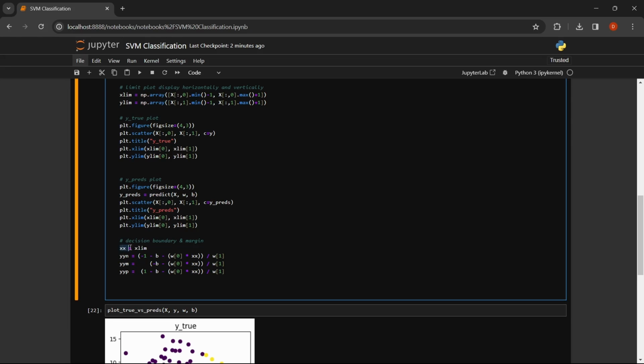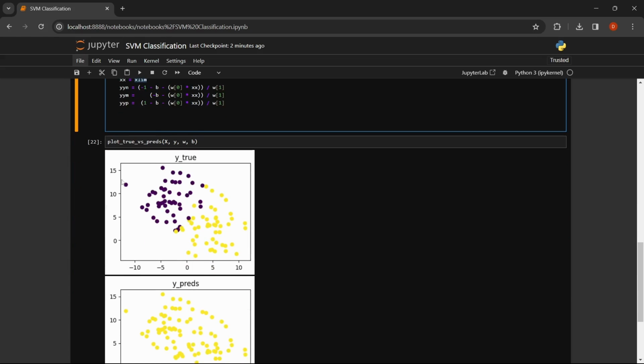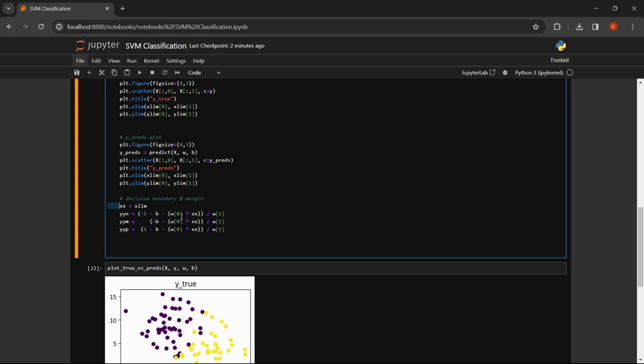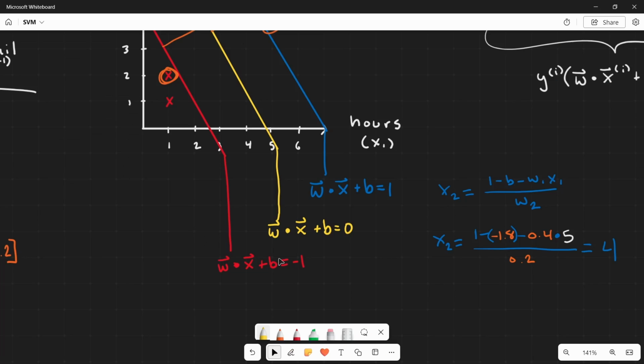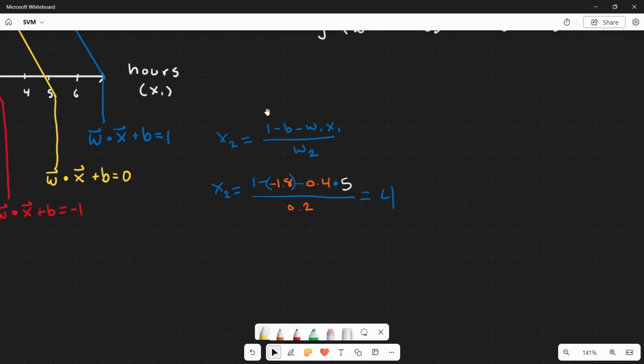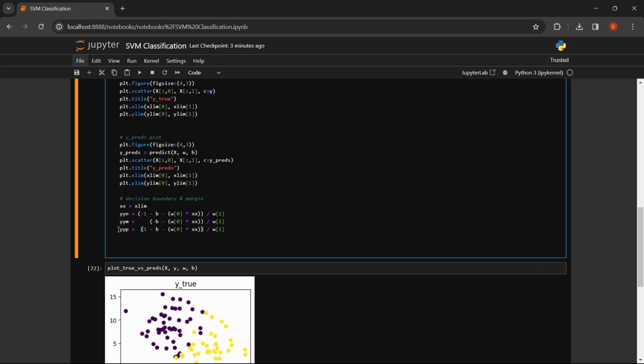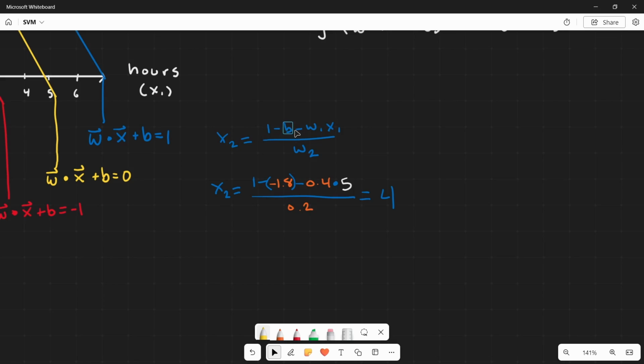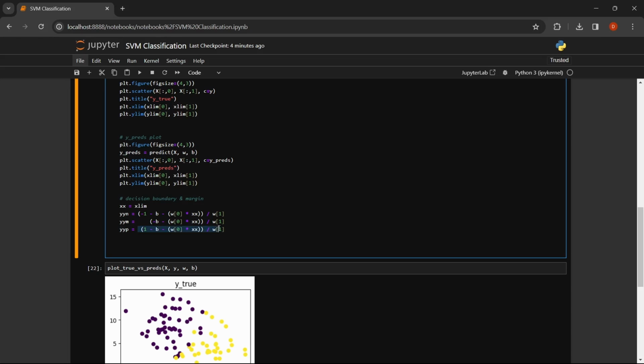Alright, so here we have these x values and y values. The x values are just going to be the lower and upper x limit, so that would be this lower x limit here and this upper x limit right here. And then we're plugging those x values into these three lines. And those three lines are going to correspond to these functions right here. More specifically, this blue equation right here, where we plugged in an x value and figured out what the y value was, is going to correspond to this bottom equation with yyp. Notice we have 1 minus b minus w1x1 divided by w2. That's going to be the exact same thing that we see right here.